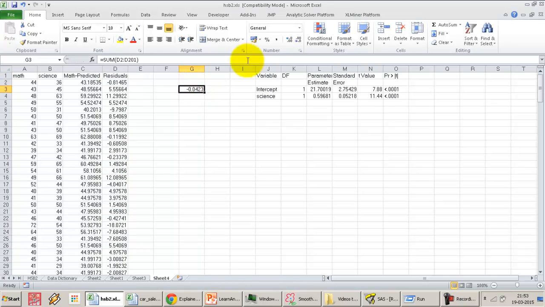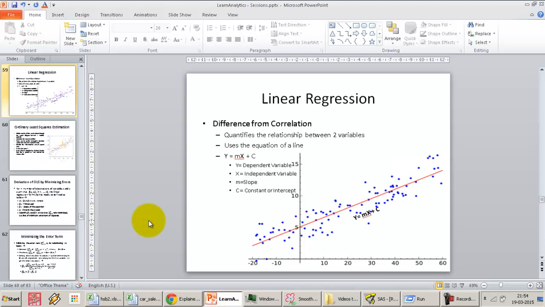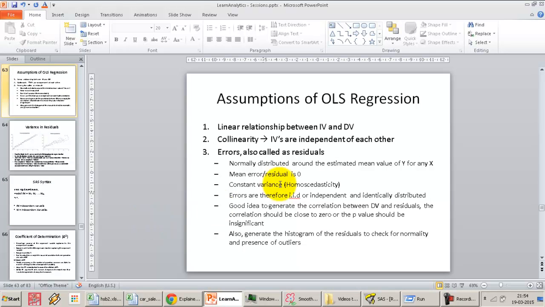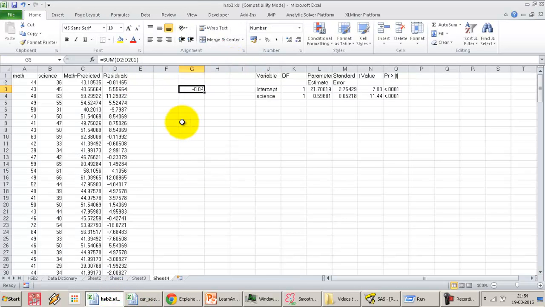As you can see, 0.0. You have some rounding-off error, but that's because we're copying it into Excel and running it. So essentially the mean residual is coming out to be 0, and that's what one of our assumptions of OLS tells us: the mean error or residual has to be 0, and this residual has to be normally distributed around 0 as well. We'll do a normality check later using statistical tools, but in Excel we're going to let it be. So this is my mean residual.